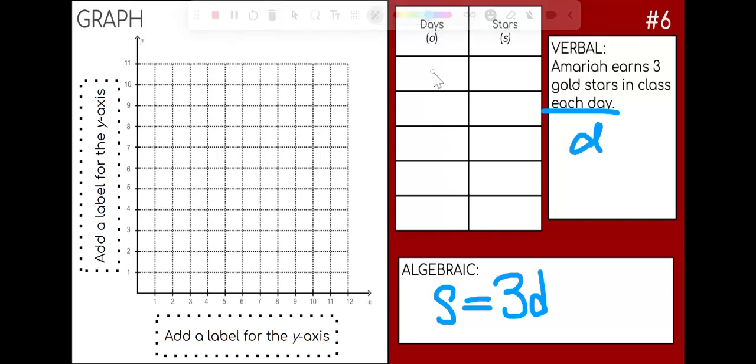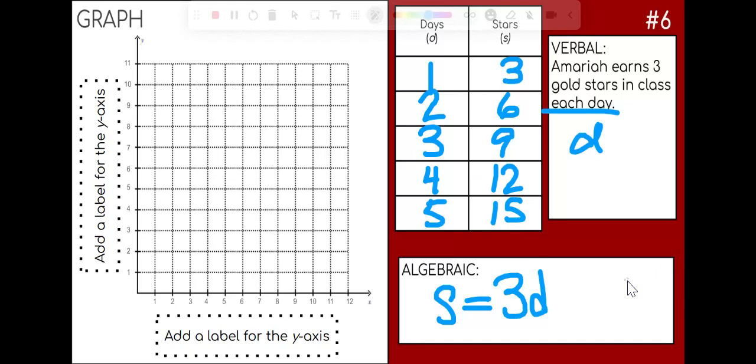You can put whatever values in this table that you want for days. 1 day, that's 3 stars. 2 days, that's another 3 stars. So 3 and 3, that's 6 stars. 3 days, 3, 3, 3, and that's 9 stars. And what I'm doing is using this equation, okay? It's going to be the number of days times 3. So 3 times 1, 3 times 2, 3 times 3, 3 times 4, 3 times 5. But I didn't have to use these values 1, 2, 3, 4, 5.